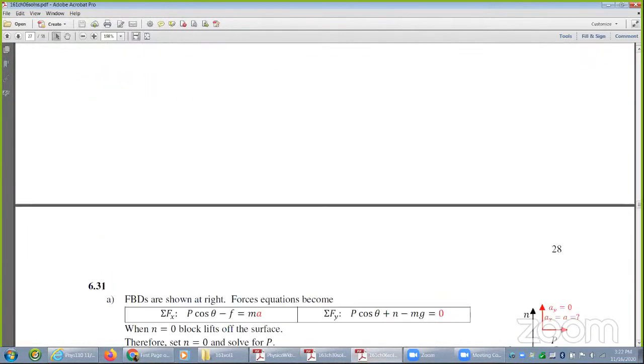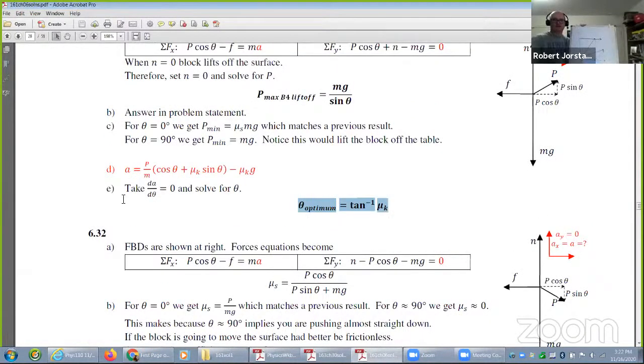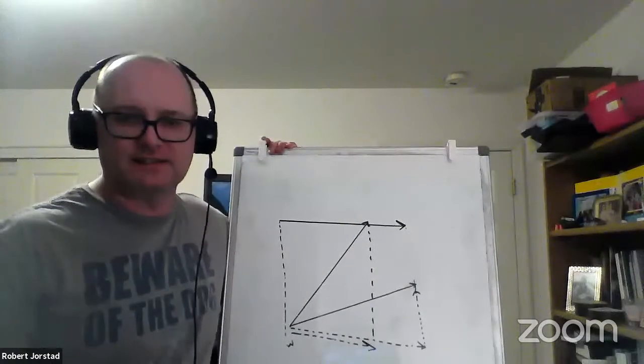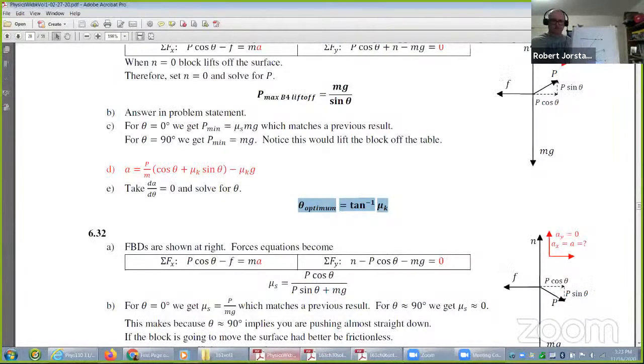Sure. It's the next problem in the book. So it turns out the optimum angle is this. And so I kind of walk you through that. That's how you would get there. This big, ugly equation here gives the acceleration, right? You take the derivative of that with respect to theta, set it equal to 0, solve for theta, and you get this. Oh, excuse me, tan inverse of mu kinetic. Sorry about that. So, all right, that said, let's keep going. That's kind of fun, right? It relates to the frictional coefficients.